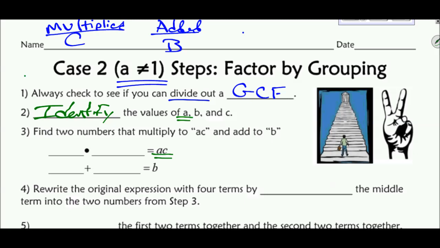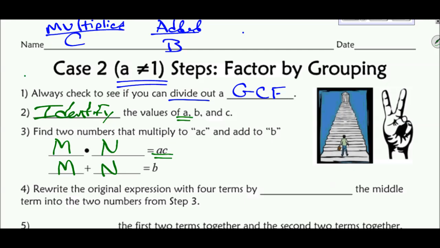That's pretty much our first step. If you can't factor out a GCF, your first step is to multiply A and C together. That's what we're trying to figure out. So we're looking for what's going to multiply to be A times C now, not just C. Before we were looking for what multiplies to just be C. Now we're looking for what's going to multiply to be A times C, and that same combination has to add up to B. What adds up to B and multiplies to be AC.